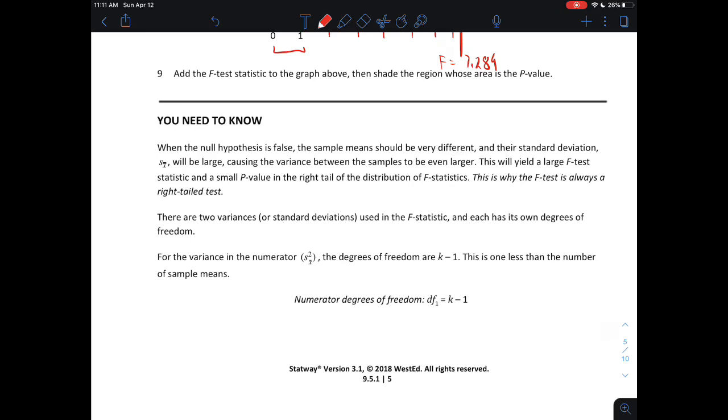There are two variances, or standard deviations, used in the F statistic, and each has its own degrees of freedom. For the variance in the numerator, S sub x bar squared, the degrees of freedom are k minus 1. This is one less than the number of sample means. So the numerator degrees of freedom, df sub 1, is k minus 1.